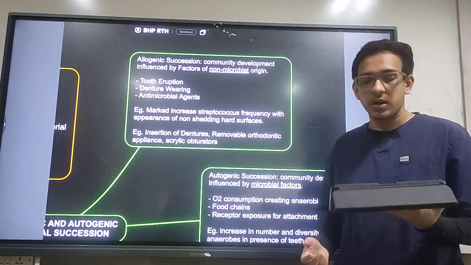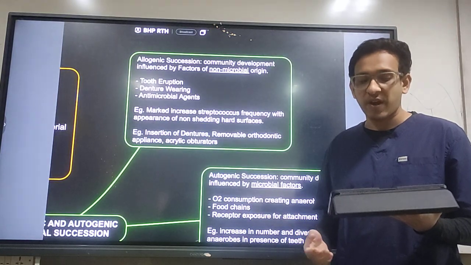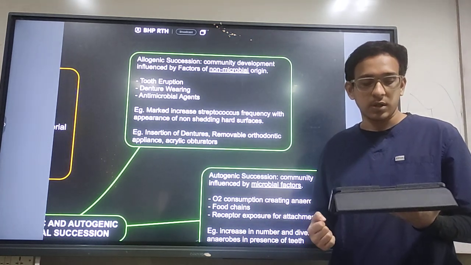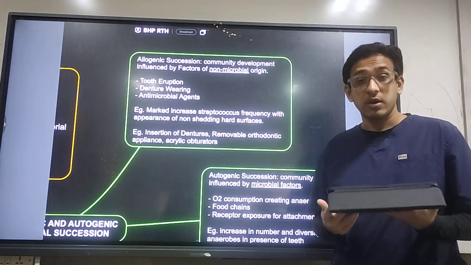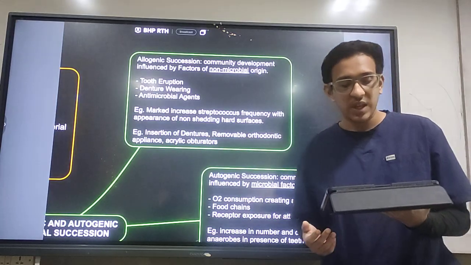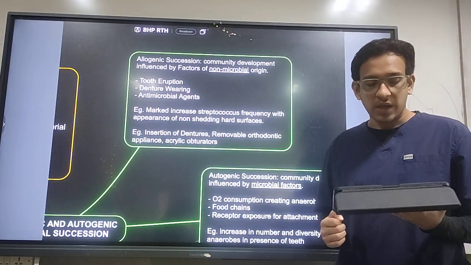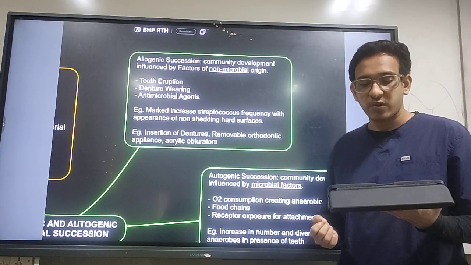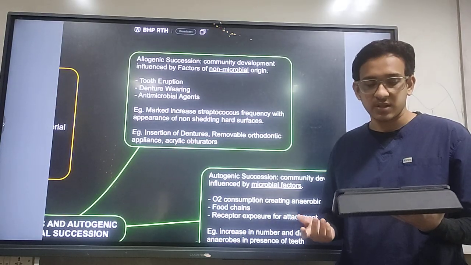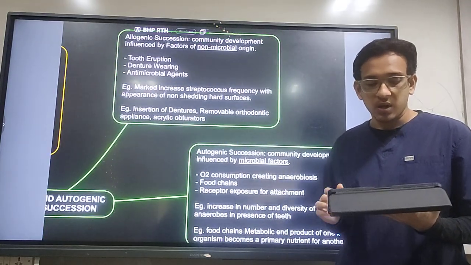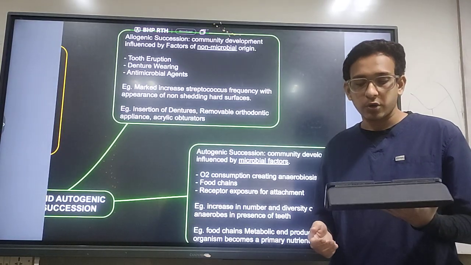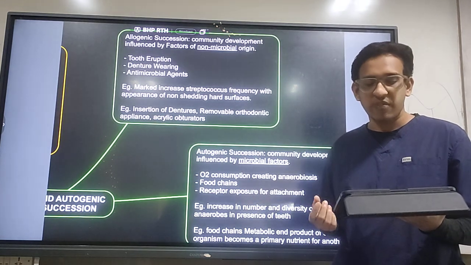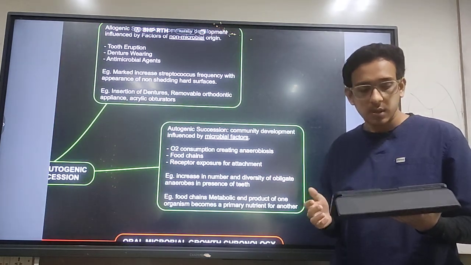Allogenic succession is community development influenced by factors of non-microbial origin. These factors are such as tooth eruption, wearing dentures, and antimicrobial agents used. An example is the marked increase in Streptococcus frequency with the appearance of non-shedding hard surfaces, that is, eruption of teeth, or insertion of dentures, removable orthodontic appliances, or use of acrylic obturators in cleft palate cases.